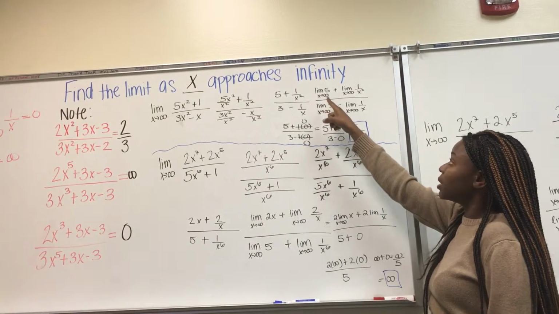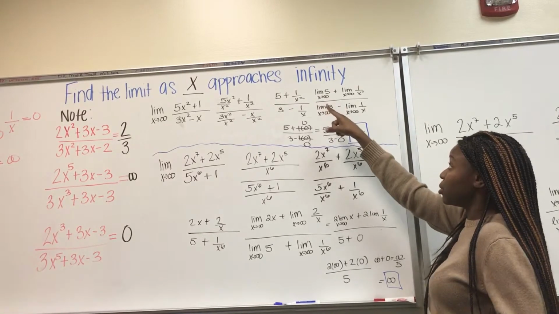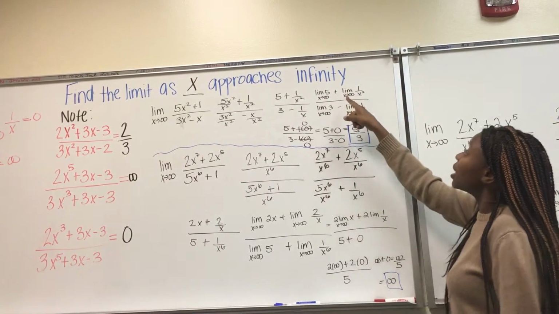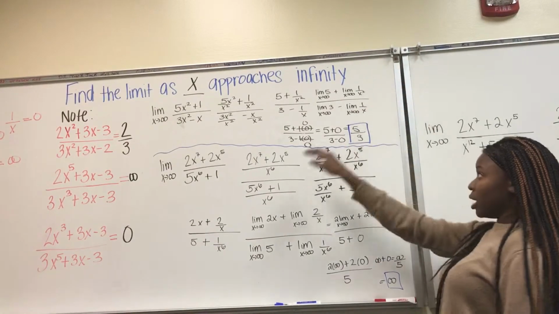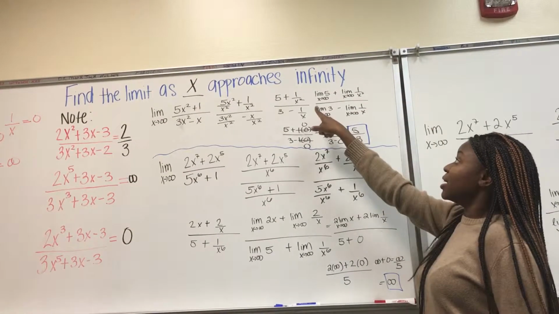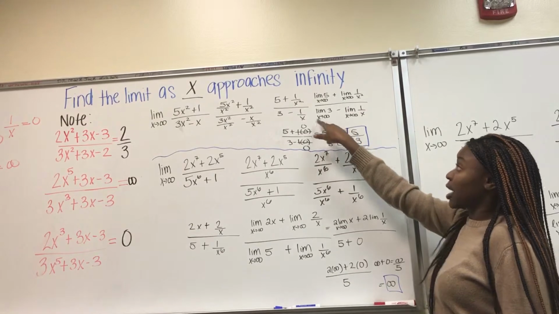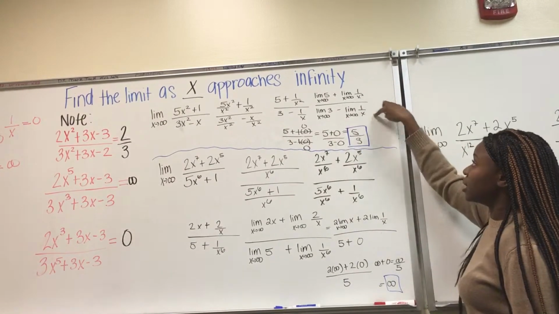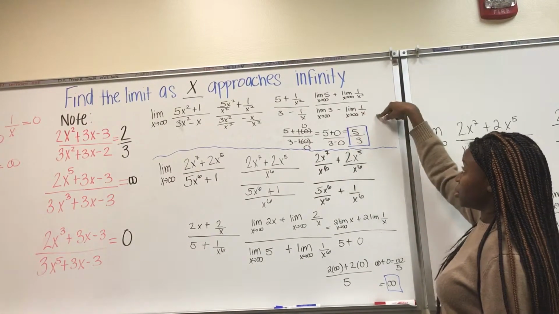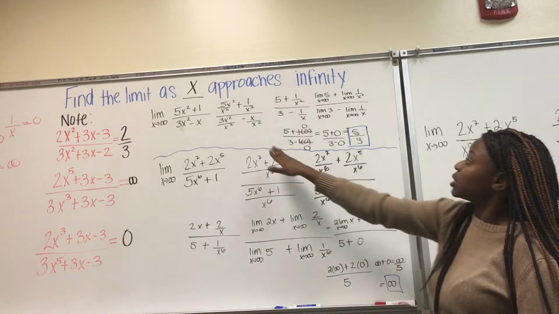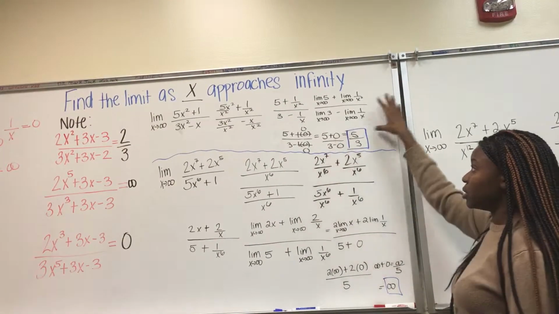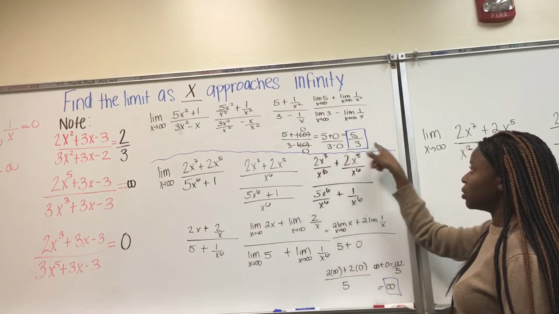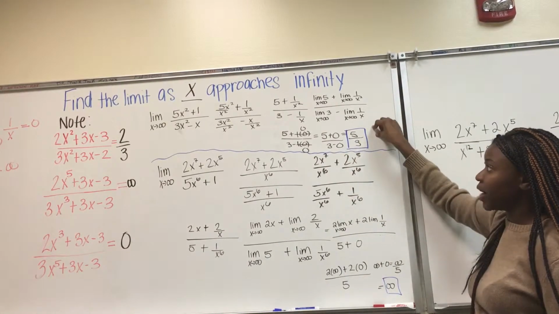We will get the limit of 5 as x approaches infinity plus the limit of 1 over x squared as x approaches infinity, divided by the limit of 3 as x approaches infinity minus the limit of 1 over x as x approaches infinity. We'll do the simplification here and we'll get 5 plus 0, which is 5, and 3 minus 0, which is 3. And this answer is 5/3.